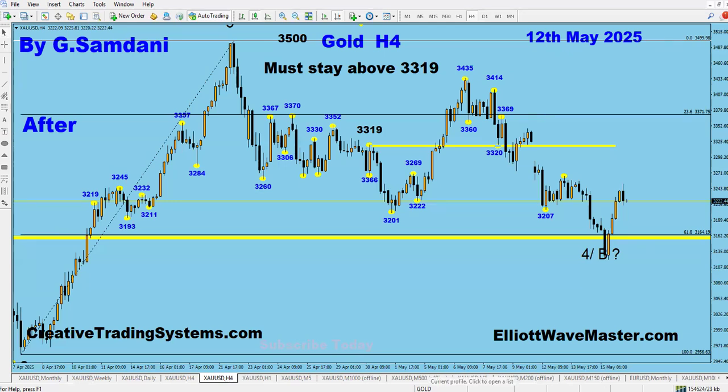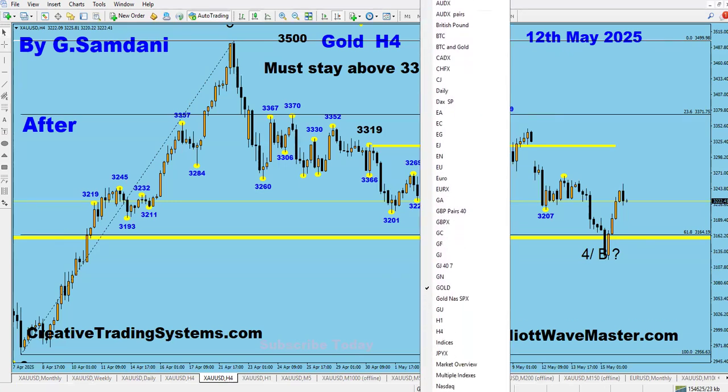Now let's go and take a look. Important thing is the yen index. Now, the yen index.